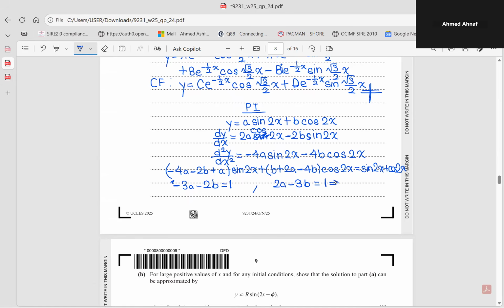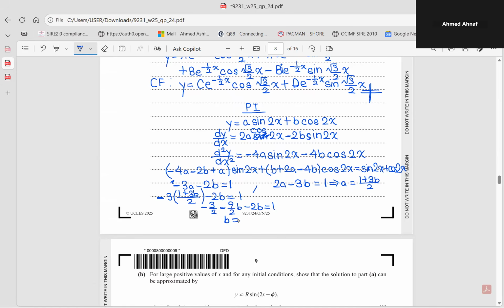We're going to let a be the subject here. Doing that, you get a equals 1 plus 3b over 2. Substitute here, you get minus 3 times 1 plus 3b over 2, minus 2b equals 1. Minus 3 over 2 times 1 is minus 3 over 2, then minus 9 over 2 b minus 2b equals 1.